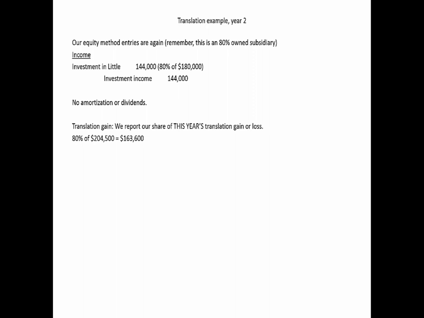Again, that's the other comprehensive income, not the accumulated other comprehensive income. So our share of that is $163,600. So we're going to go ahead and record other comprehensive income, translation gain of $163,600, and that increases our investment in Little. Okay, finally, our elimination entries for 2016 will start as follows.